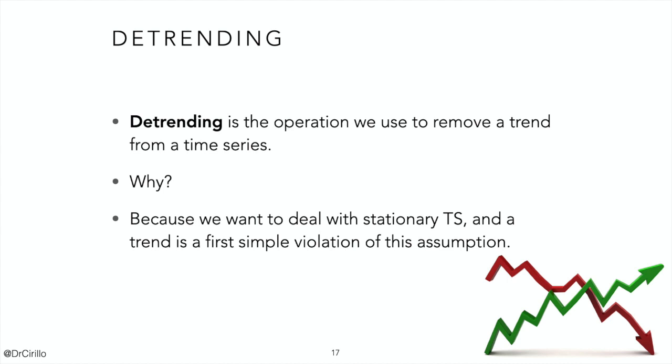Detrending is the operation that we perform in order to remove the trend from a time series. Now, the trend can be of many different types. We can have a simple linear trend, we can have an exponential trend, a parabolic trend, we can have a logarithmic trend, we can have a stochastic trend that changes over time, we can have a trend that is deterministic but still changes over time. So there are many possible trends we can play with.